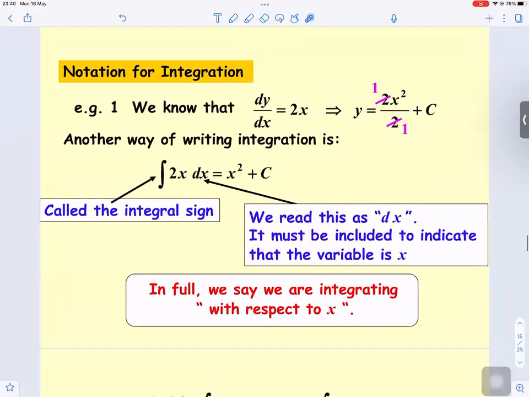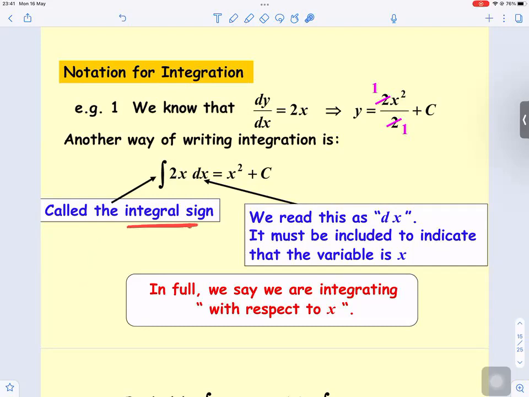Notation for integration. We know that dy over dx is equals to 2x. So, which means when you integrate it, you get 2x squared over 2, which ends up gives you x squared plus c. So when you integrate that, you get x squared plus c. So another way of writing integration is to use this sign. It's called the integral sign. It's like a stretched S. The integral sign, that's what it stands for.